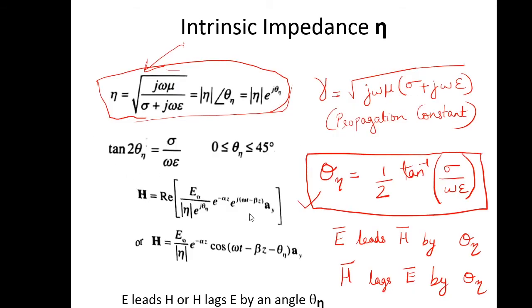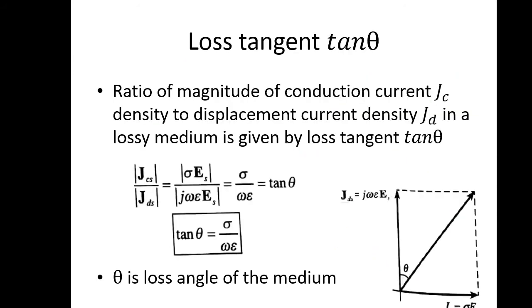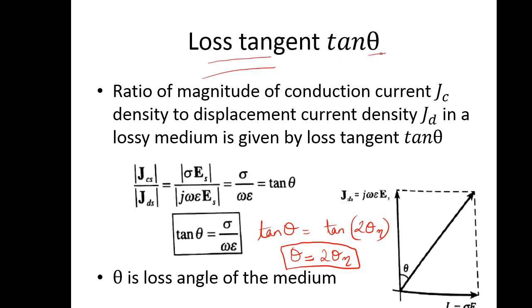And you know about tan 2 theta eta. Tan 2 theta eta was sigma by omega epsilon, right? So you can understand that this Loss tangent tan theta is equal to tan 2 theta eta. Both are equal to sigma by omega epsilon. So you can write Loss angle theta is equal to 2 theta eta, where theta eta is the intrinsic impedance angle. This equation is also important. And tan theta is called Loss tangent, and this theta is called Loss angle. So these two terms you should know: theta is Loss angle and tan theta is Loss tangent.